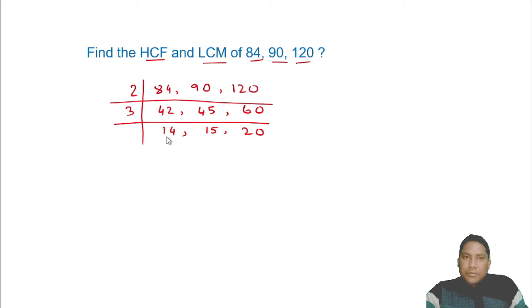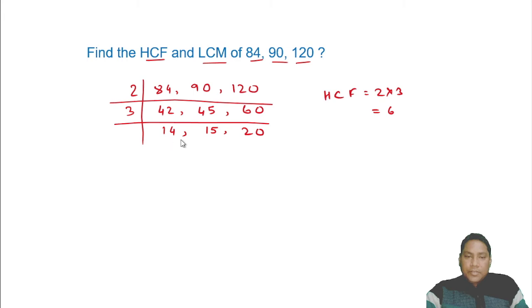So is there any number which will completely divide 14, 15 and 20? 2 is not there, 3 is not, 14 is not there. So there is no other number which completely divides 14, 15 and 20. So the HCF of these numbers is 2 and 3, the multiplication of 2 and 3. The HCF is 2 multiplied by 3, that is 6. 6 is the number which completely divides 84, 90 and 120. You can check it also.